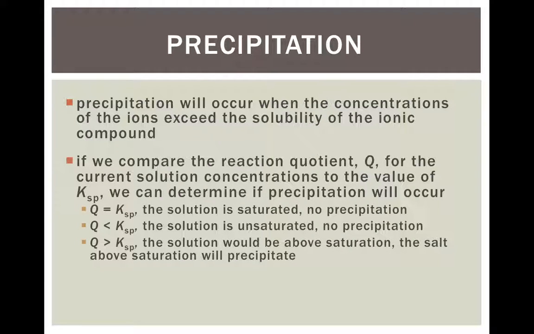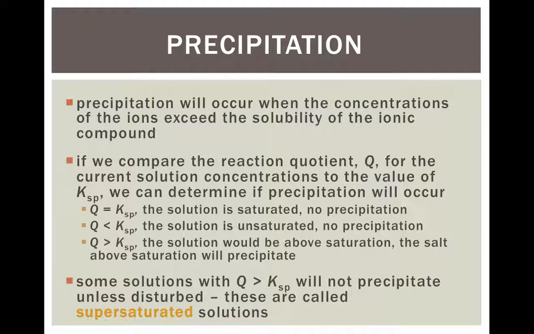Precipitation, remember, occurs when the new substance that is made, the product, is not soluble in water. We can figure out whether precipitation will occur by comparing the Q and the K. Remember, the Q, the reaction quotient, is just when you're dealing with initial concentrations, and the Ksp is the solubility at equilibrium. So when Q equals K, the solution is saturated, and there'll be no precipitation. When Q is less than K, there will be no precipitation. When Q is greater than K, the salt will precipitate.